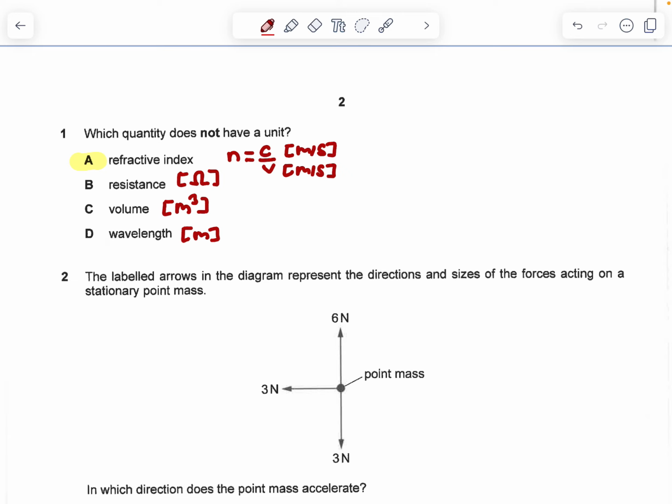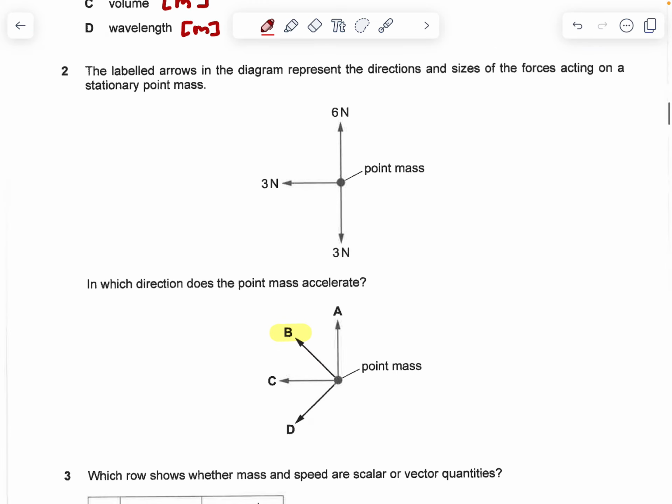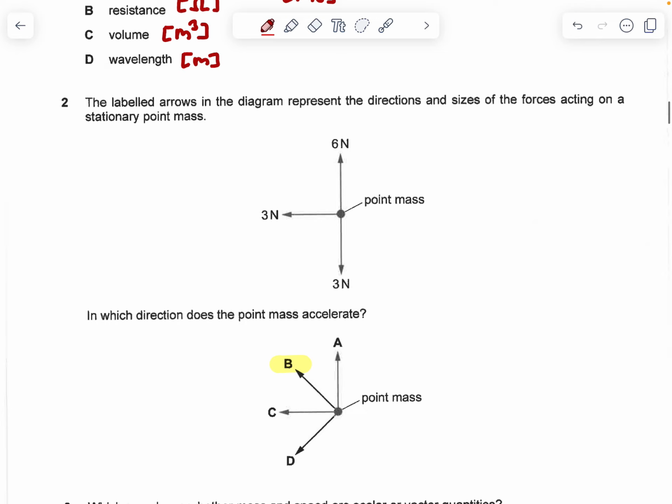Question 2. The labelled arrows in the diagram represent the direction and sizes of the forces acting on the stationary point mass. In which direction does the point mass accelerate? There's a force of 3 newtons downwards and a force of 6 newtons upwards, so they cancel off, resulting in just 3 newtons upwards. The one from right to left is also 3 newtons. So you can see that the resultant force is at the angle B.